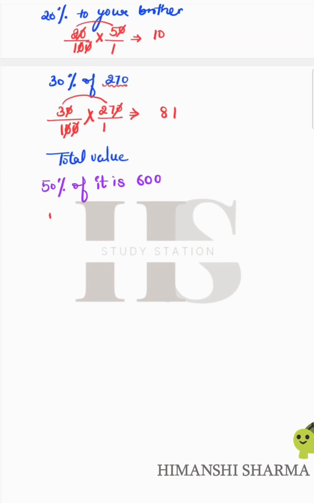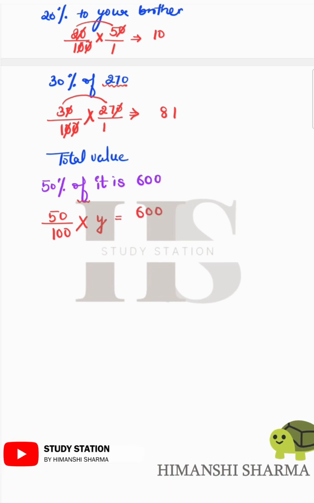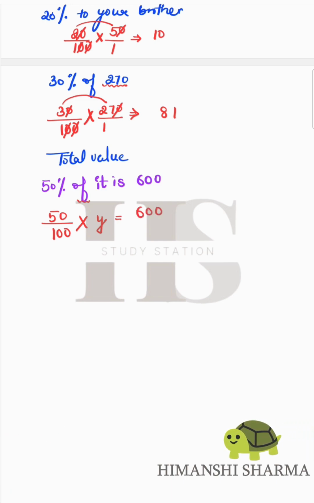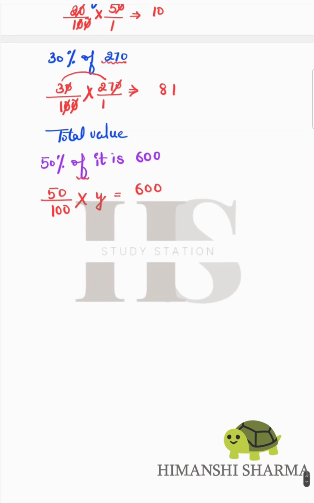So 50%, like we know, 50% means 50 out of 100. I told you whenever there is "of", it means you have to multiply. I don't know that total number, so let's say y is equal to 600. It means 50% of something is equal to 600 and I don't know what that number is. For that unknown number we have taken y, a variable. So this variable will remain here only.